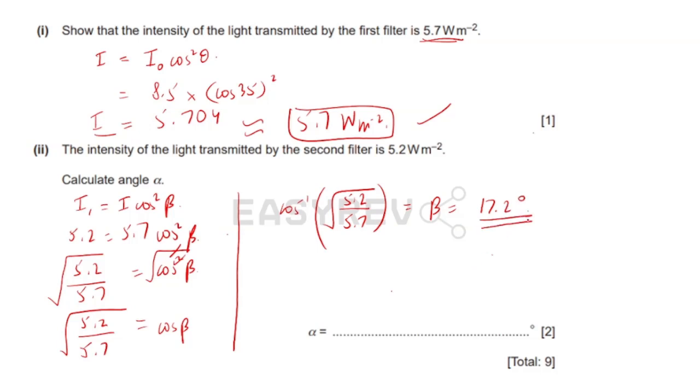That 17.2 degrees you'll now add to that 35. And what will you get? 52.2 degrees, which you can round off to 52 degrees. So voila, that's your final answer.